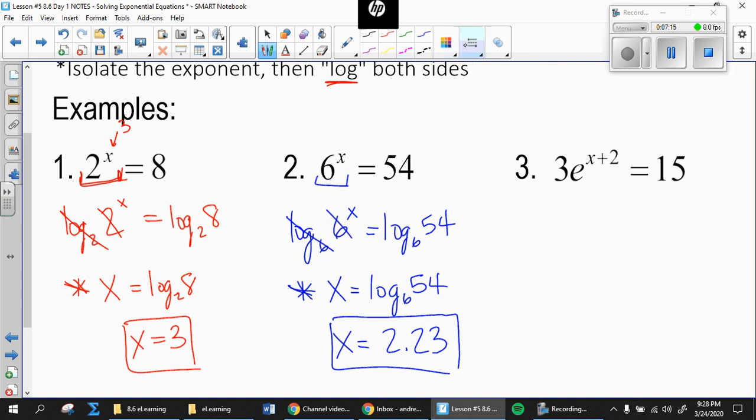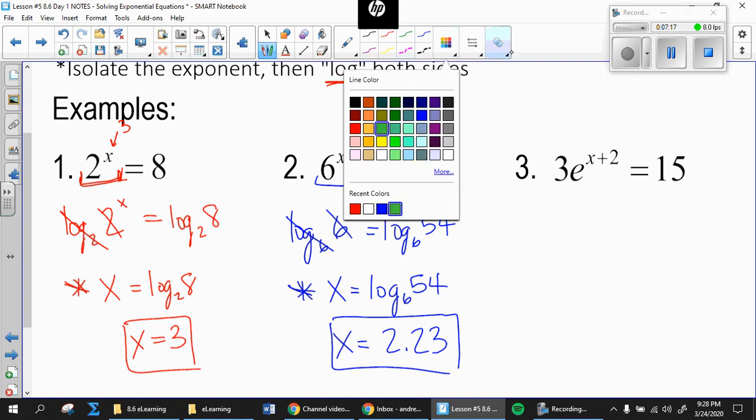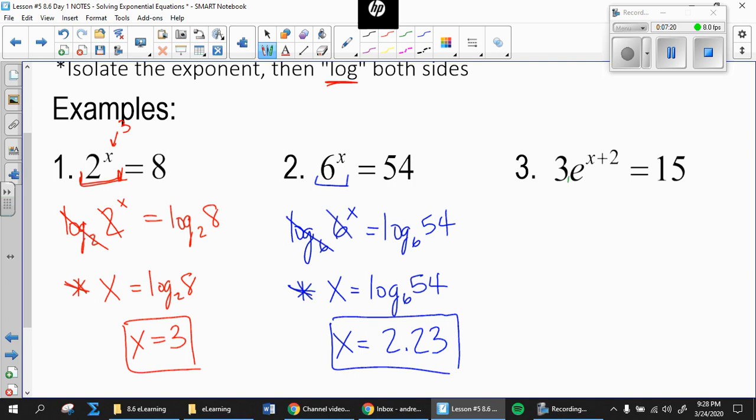On the last one here, our exponential is here, so we have to isolate that first. We have to get that 3 out of there first. As we know, we're multiplying by 3, so we're going to divide both sides by 3 first. It's going to leave us with e to the x plus 2 equals 5. Now, we need to log this side to get rid of that e. So we have to think about what is the log with base e. Well, we know that's the natural log. So natural log of e to the x plus 2 equals natural log of 5.